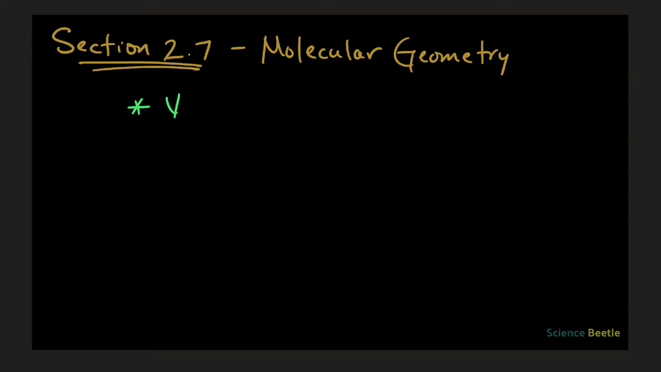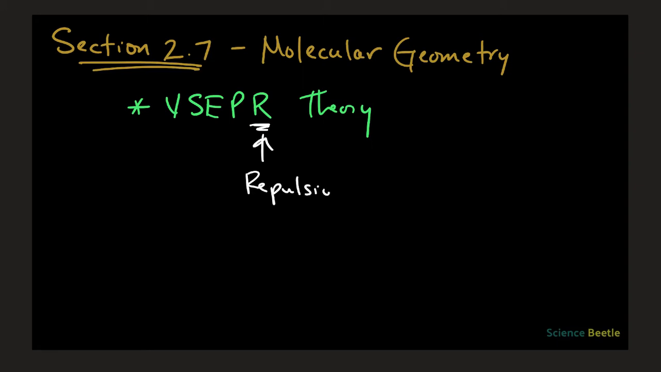It's going to be dependent on VSEPR theory. Remember that VSEPR theory is the valence shell electron pair repulsion, and it's this R value here that's very important because this is essentially repulsion. We're looking at repulsion occurring largely because of the lone pairs that exist.